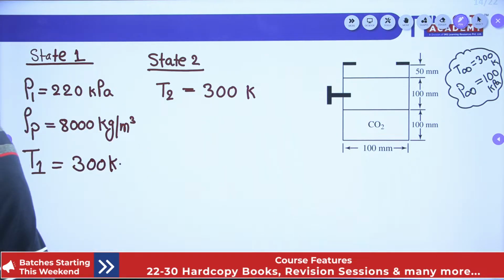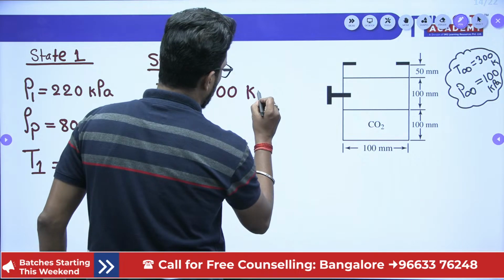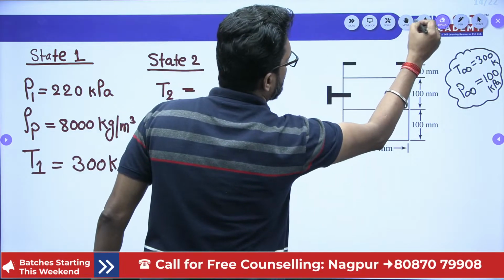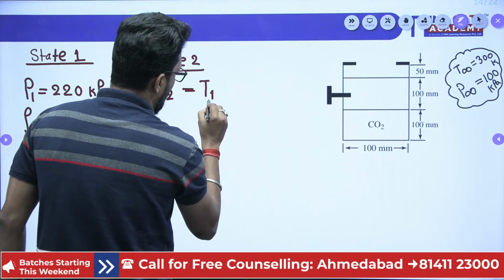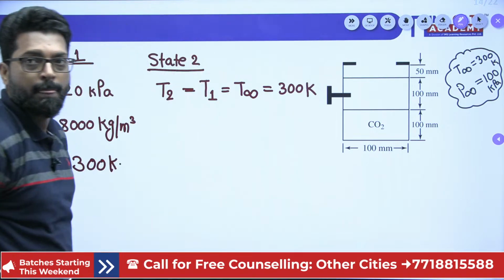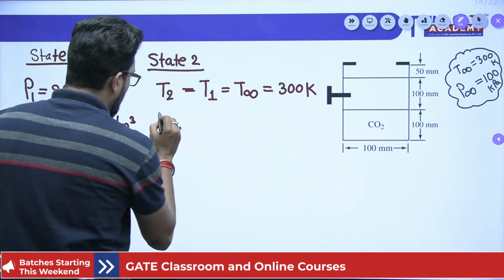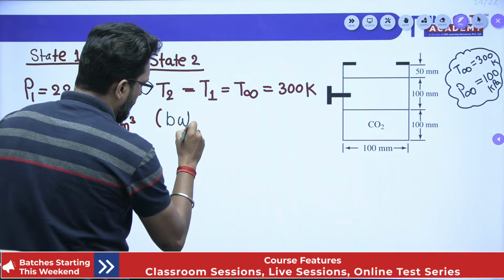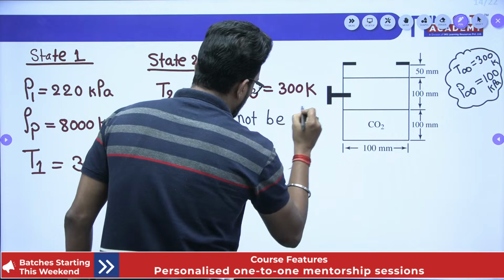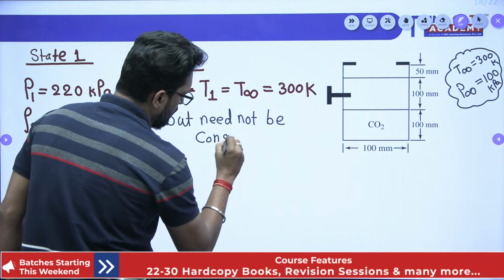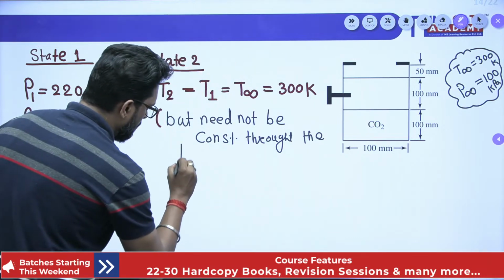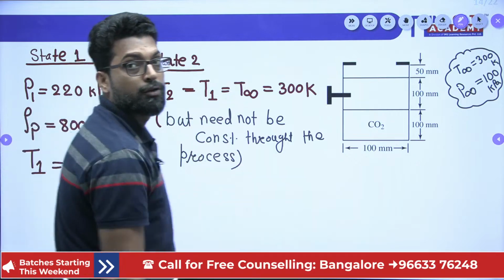From that we can easily find that T2 is equal to T1, and T1 is equal to T infinity, which is 300 Kelvin. No problem at all. Write here: but need not be constant throughout the process.